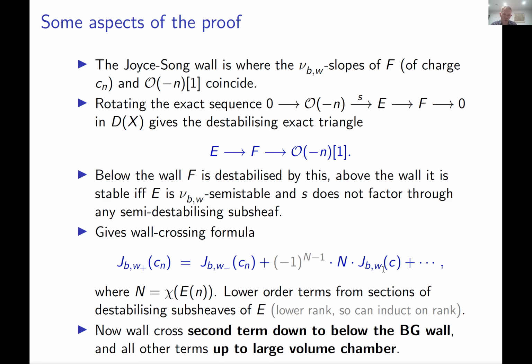We wall cross those all the way up to the large volume chamber, where we can get standard DT invariants instead of these crazy DT invariants and strange stability conditions. And this term below the wall, the Joyce-Song wall, we wall cross that down to below the Bogomolov-Gieseker boundary, where it'll become 0. So we'll end up with a formula expressing rank R minus 1 DT invariants in terms of rank R DT invariants plus a load of shrapnel. That's the rough idea.